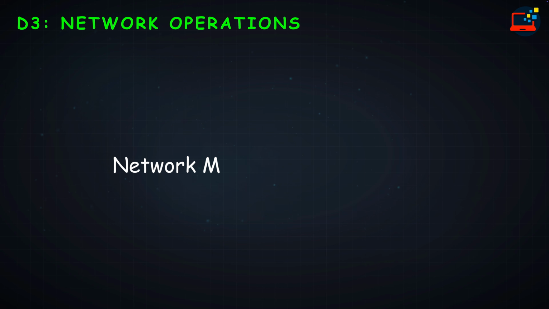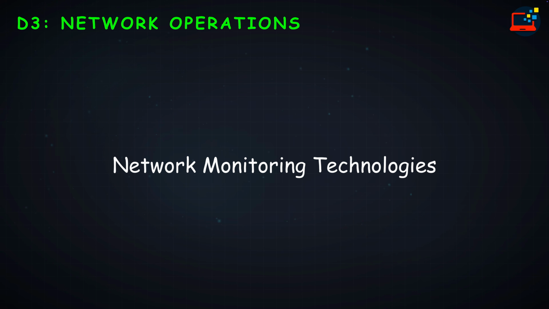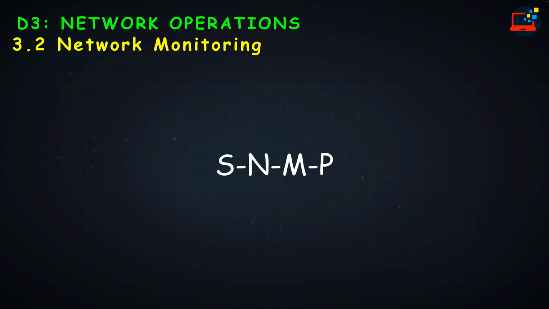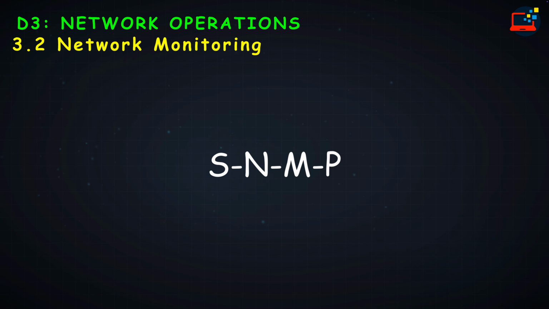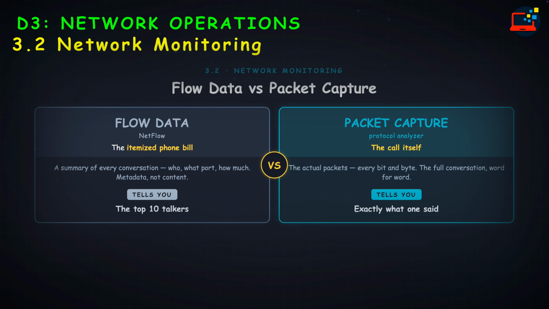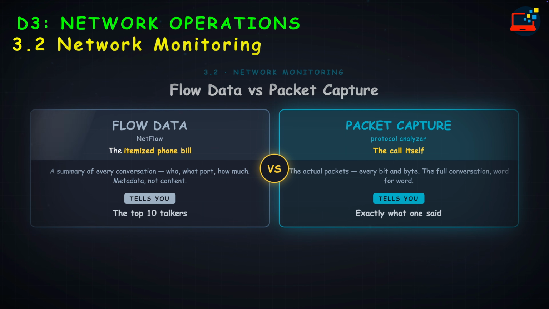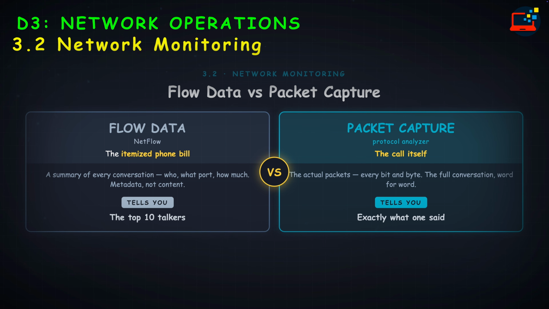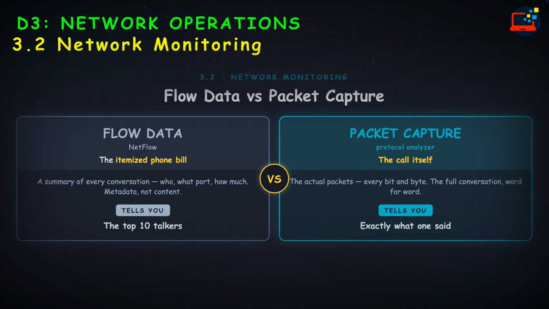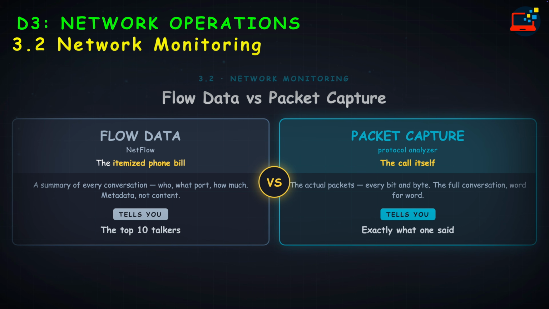3.2 is network monitoring. This subobjective is about how you watch a network that is too big to watch by hand, and the heavyweight here is SNMP. Start with the 2 ways to see traffic. Flow data, like NetFlow, gathers a summary of the conversations crossing your network, who talked to whom, on what port, how much data. It is metadata, the itemized phone bill, not the call itself.